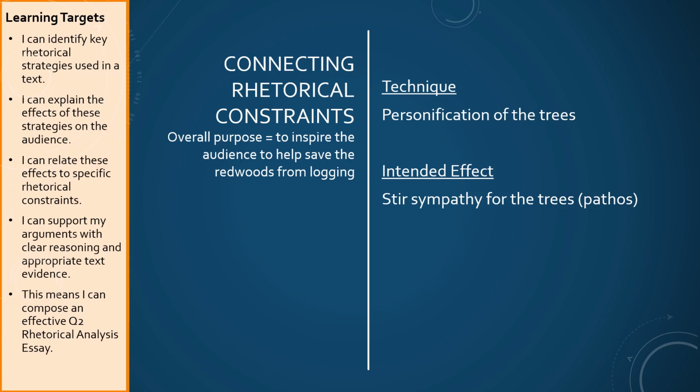So what is a rhetorical constraint that is being addressed through this? What is causing him to do this? Well, I might say something like this, that the people in his audience must have some sort of apathy toward the trees and towards nature. And that, of course, is a rhetorical obstacle that he's trying to overcome by stirring sympathy.